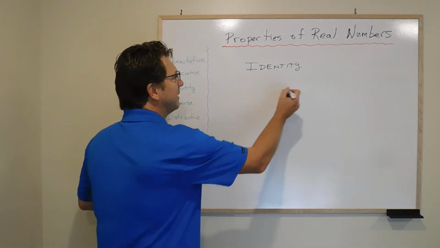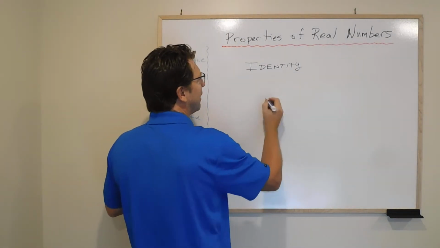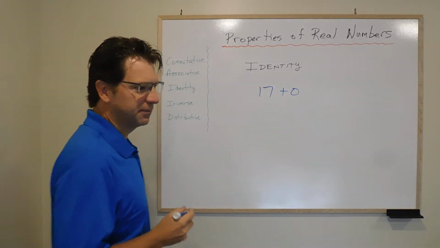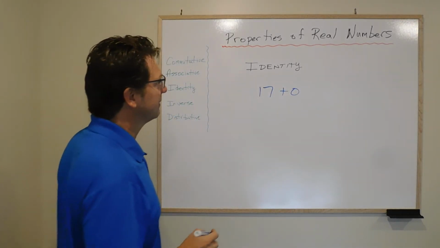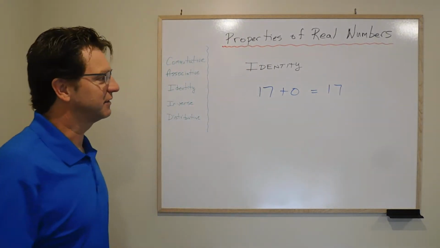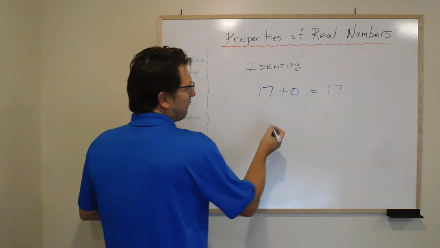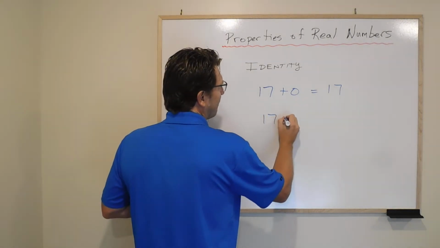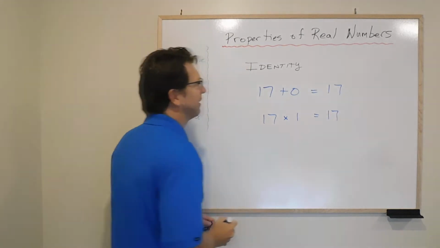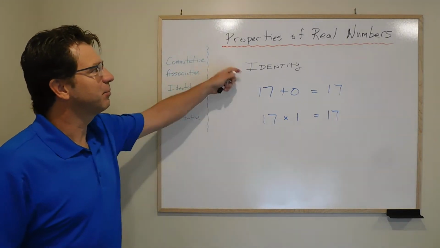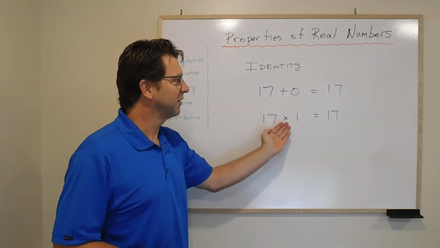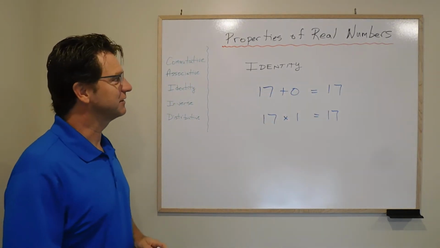The identity property says something like pick any number, like 17, and if I add 0, it's still going to be 17. It doesn't change. Take 17, and if I multiply by 1, it's still 17. So the identity property deals with what changes are made when I add 0 and when I multiply by 1, and really there's no changes at all.